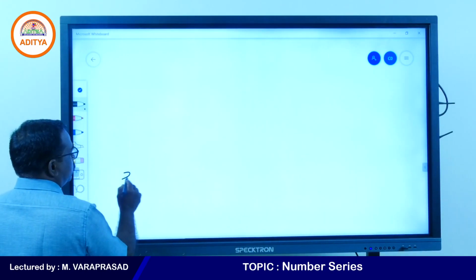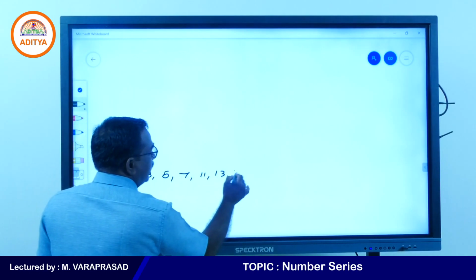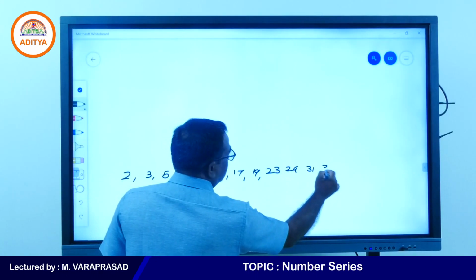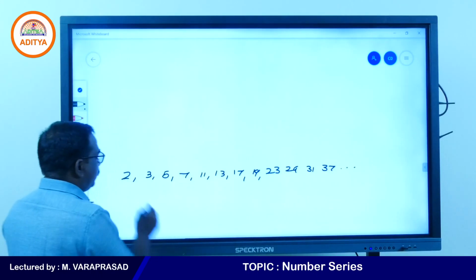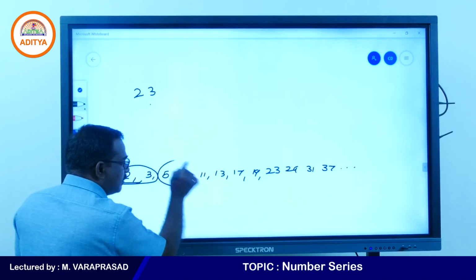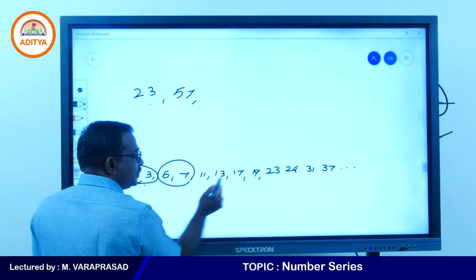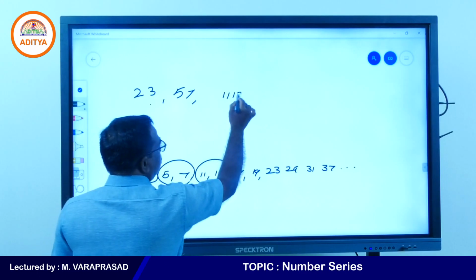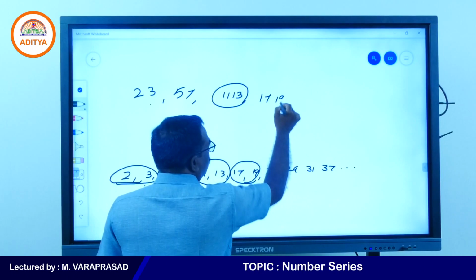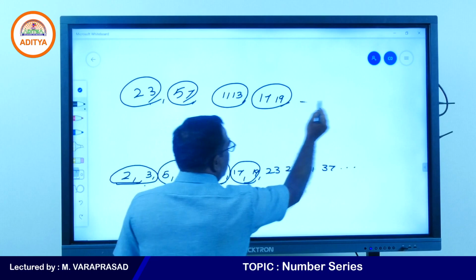The sequence 2, 3, 5, 7, 11, 13, 17, 19, 23, 29, 31, 37 and so on are prime numbers. The first two terms of the prime numbers are taken as one term. The next two successive numbers, 5, 7, are taken as one term. The next one, 11, 13, is another term. And the fourth one, 17, 19, is one more term. So this is the first term, second term, third term, fourth term, last term.